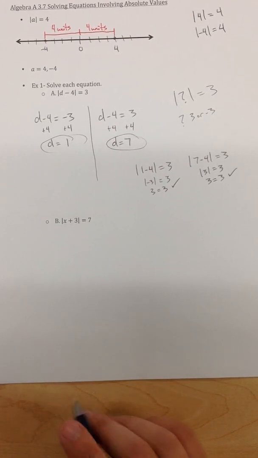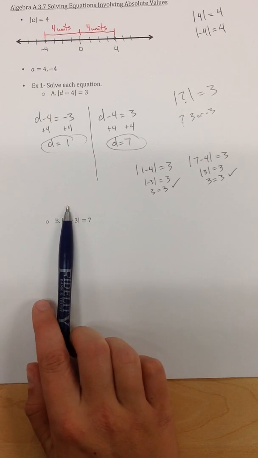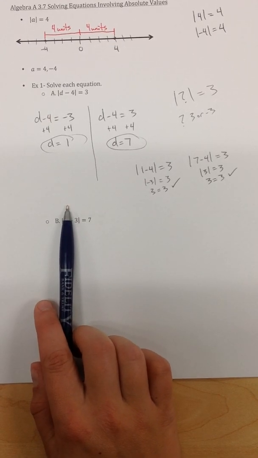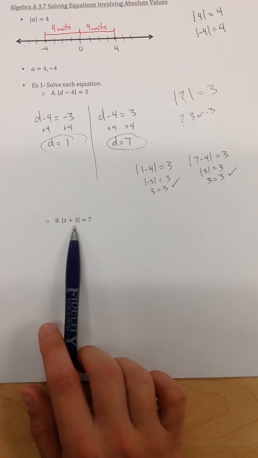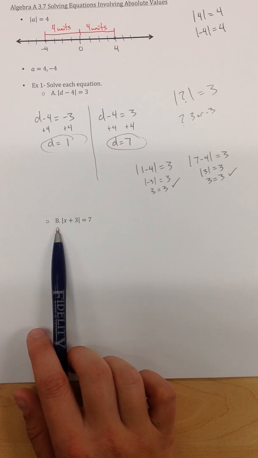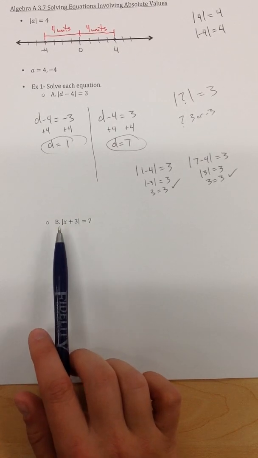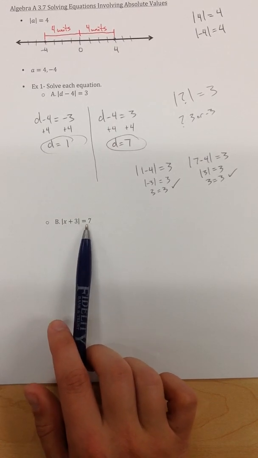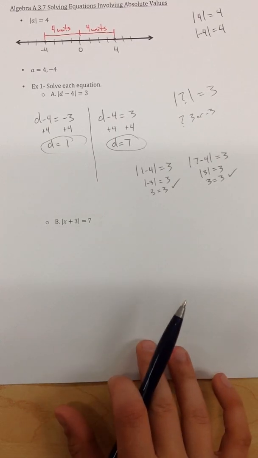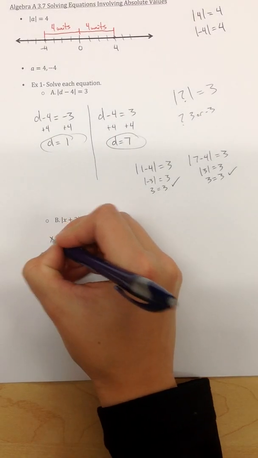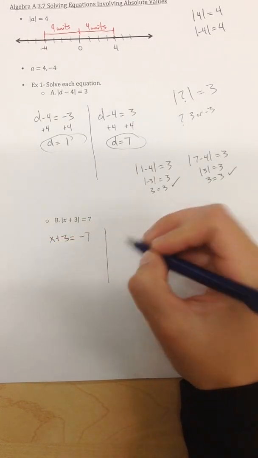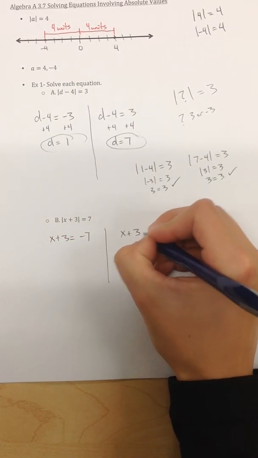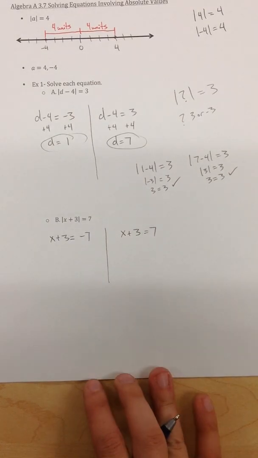Okay, so same thing with B. We cover up the inside and think, okay, I'm going to take the absolute value of something and kick out a 7. So my two options here for inside, kind of thinking of it like a box, would be either a positive 7 or a negative 7, and either way that would kick out a positive 7 for my answer. So I'm going to go x plus 3 is equal to a negative 7, and x plus 3 is equal to a positive 7.